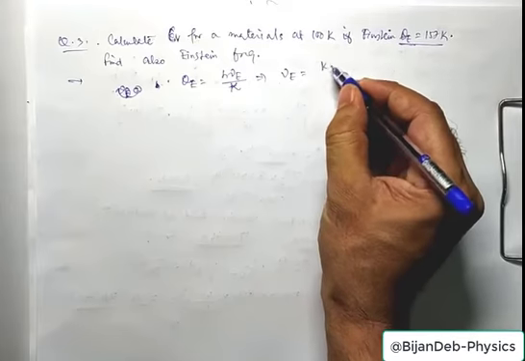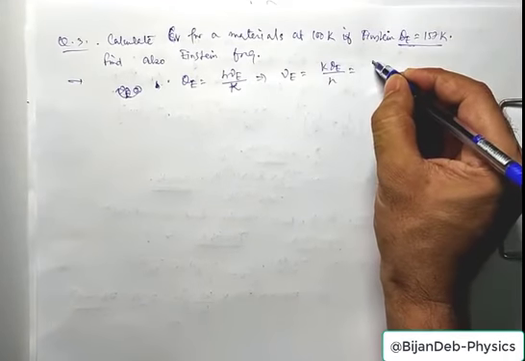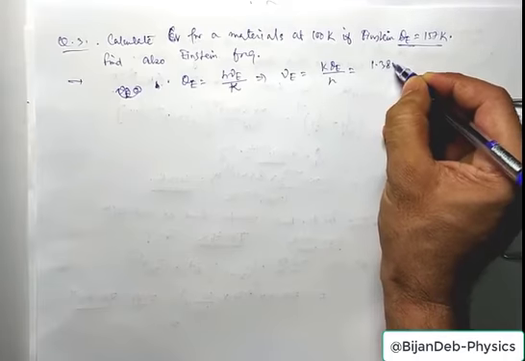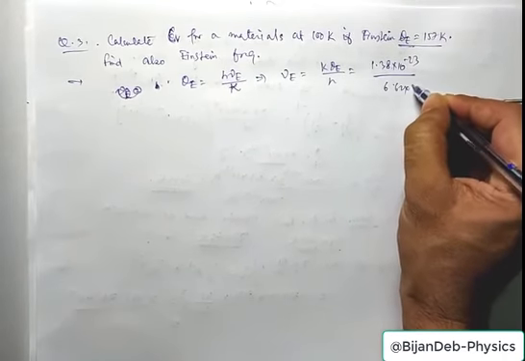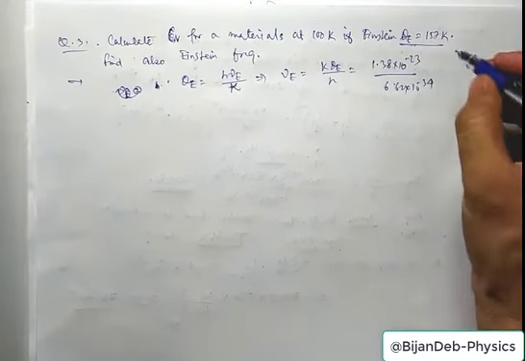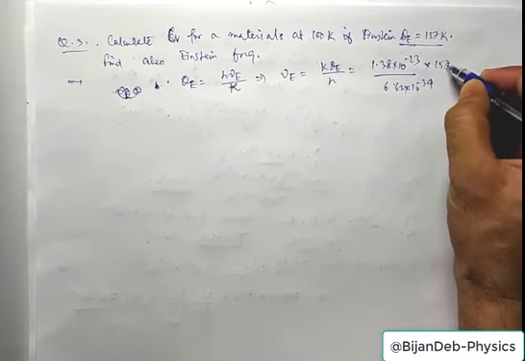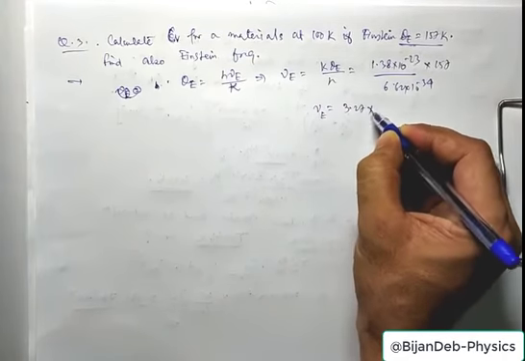So nu E equal to k theta E by h. So you just substitute k. What is k? 1.38 into 10 to the power minus 23, divided by h, 6.62 into 10 to the power minus 34. Okay, so you put theta E 157. All this will come out in terms of hertz, so you have to put in terms of hertz.